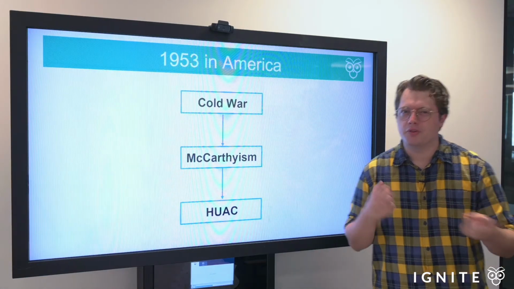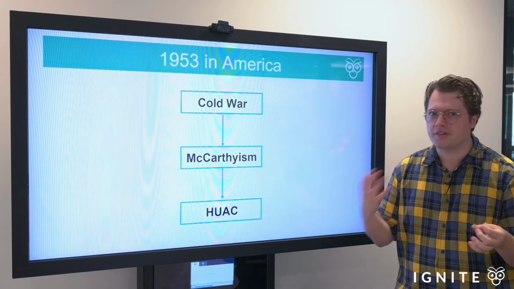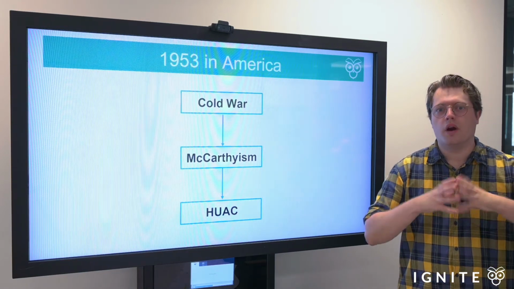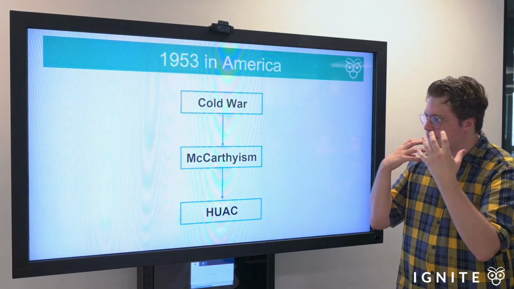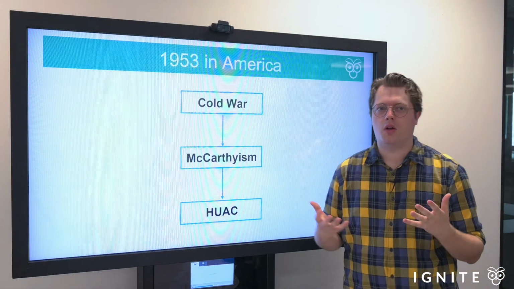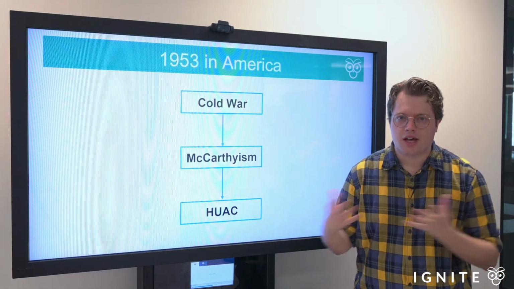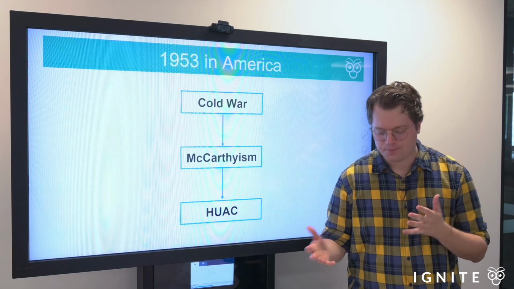And with that in mind, we can also think about this time as a very hyper-masculine era, one in which we can perceive the Cold War to be really a tussle between powerful men.